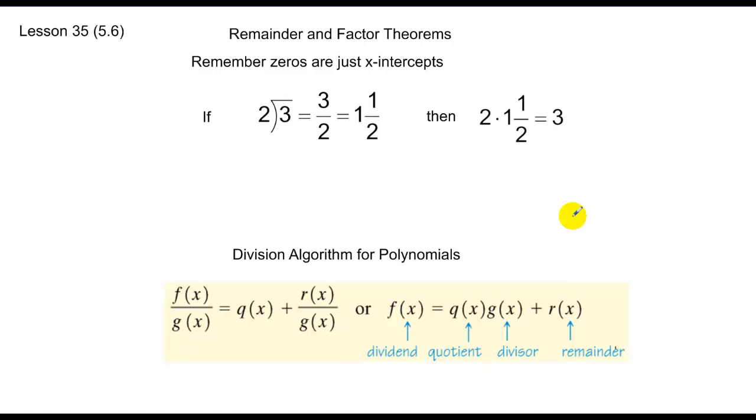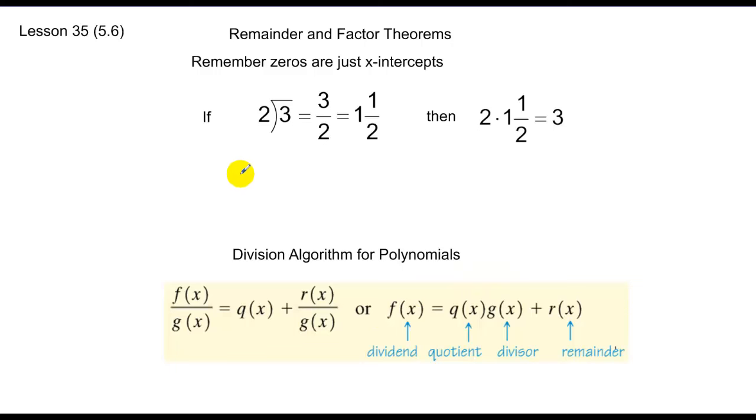Today we're going to discuss the factor and remainder theorems. We've already divided polynomials using long division and synthetic division, and this idea kind of taps in on that a little bit. We know that if we divide a number like 3 by 2, we get the answer 1.5, which means 2 times 1.5 gets you 3.